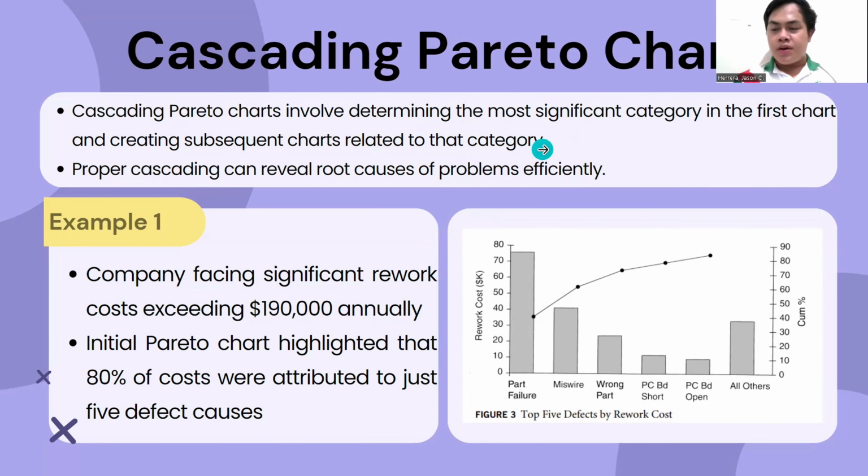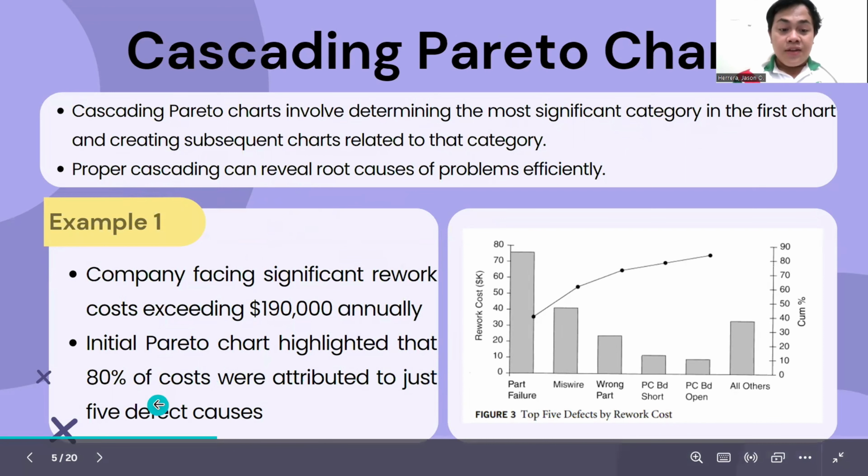I don't want to discuss more about how to make that, because cascading is just another type of Pareto chart. A cascading Pareto chart involves determining the most significant category in the first chart and creating subsequent charts related to that category. Proper cascading can reveal the root cause of the problem efficiently. I will discuss it right now. In the example, a company is facing a significant reward cost exceeding $190,000 annually. The initial Pareto chart highlighted that 80% of costs were attributed to just five defect causes.